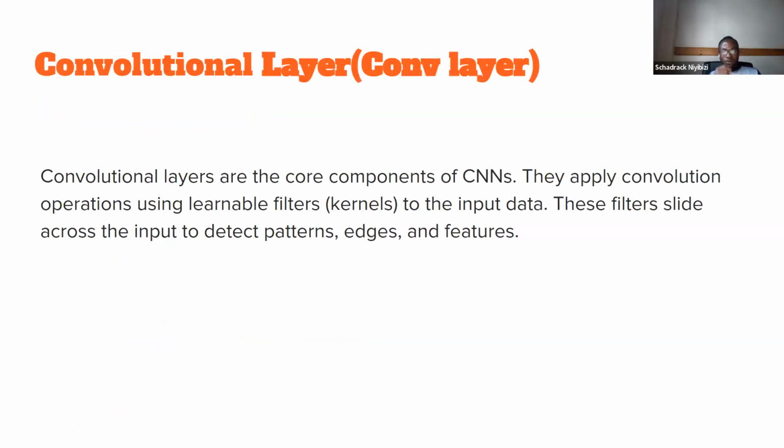So the convolution layer or conv layer, I've already mentioned, is the core component of CNN. They apply the convolution operation using linear filters or kernels to the input data. These filters can spread across the input to detect the patterns, edges, or features. So that is the most important for the CNN: detect the patterns, edges, or features from the input using those different filters.